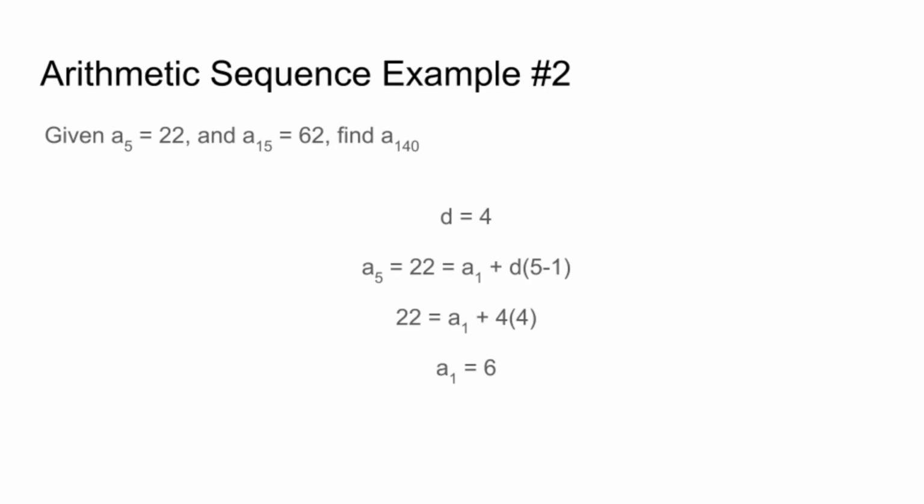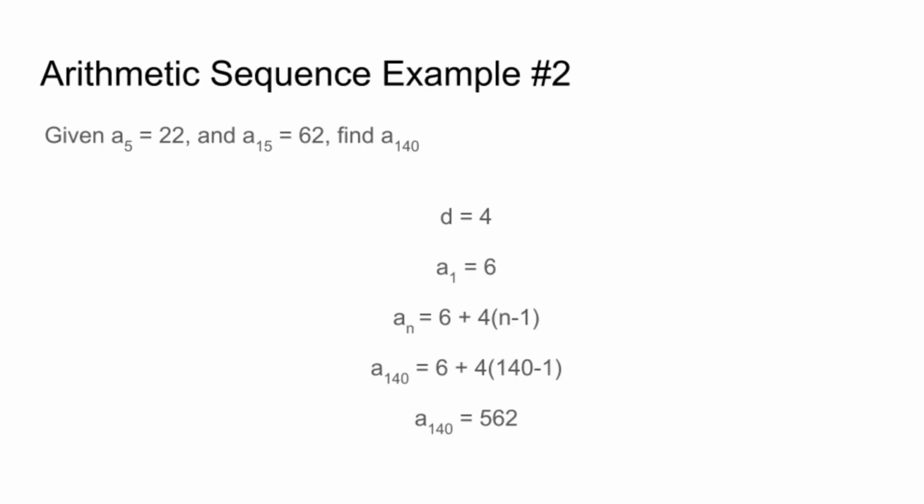4. Now that we know the distance, we can just plug it back into either of the equations and solve for a1. So I just plugged it right into the first equation to get 22 equals a1 plus the distance, which is 4, times 5 minus 1 to get the first element in the sequence is 6. Now that we know the distance and the first element in the sequence, we can just plug it right back into our formula to find the 140th element in the sequence, and we find that the number is 562.